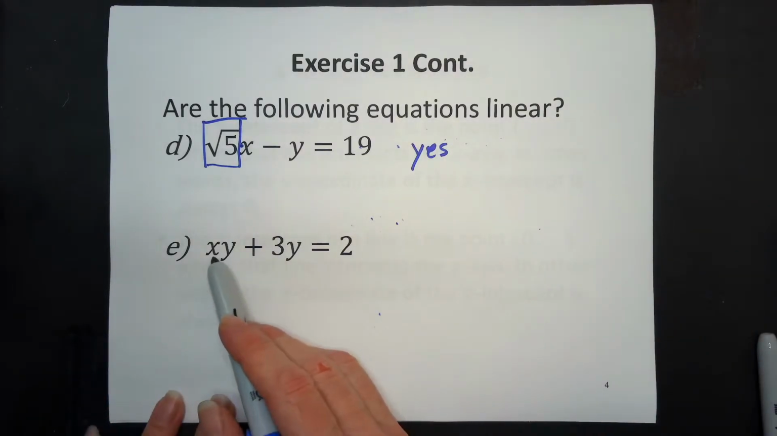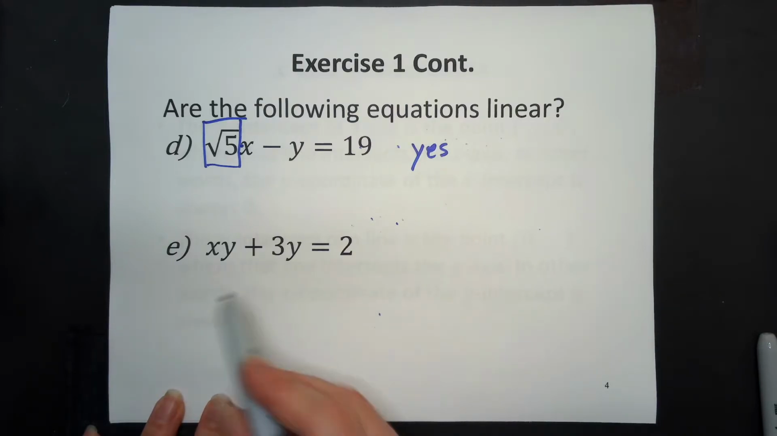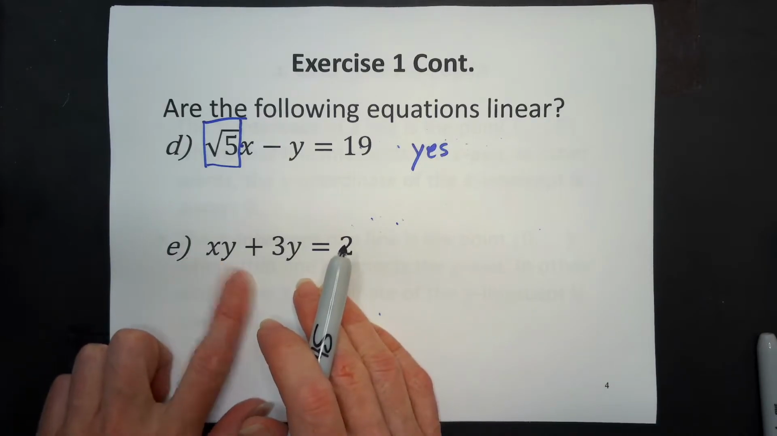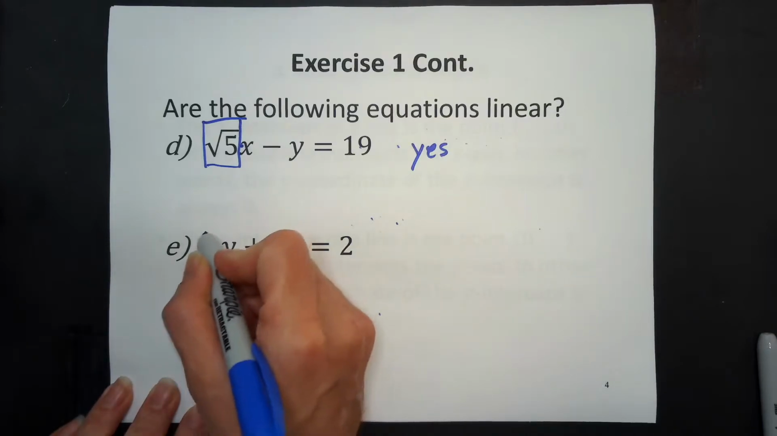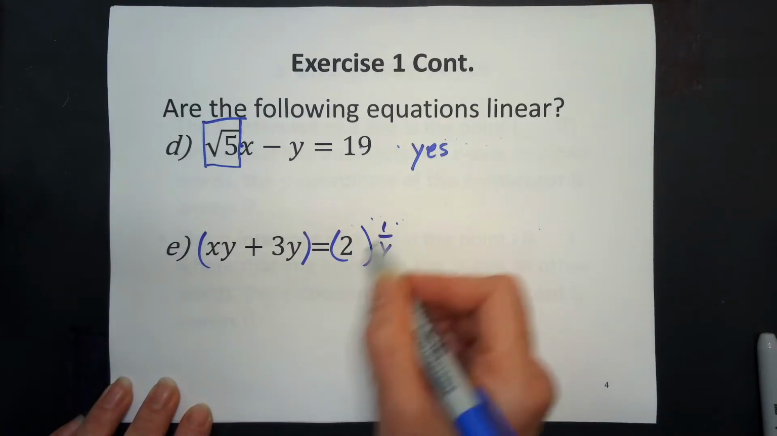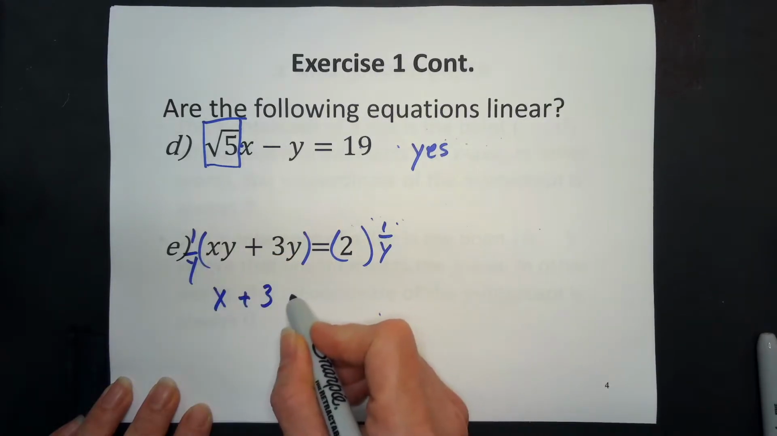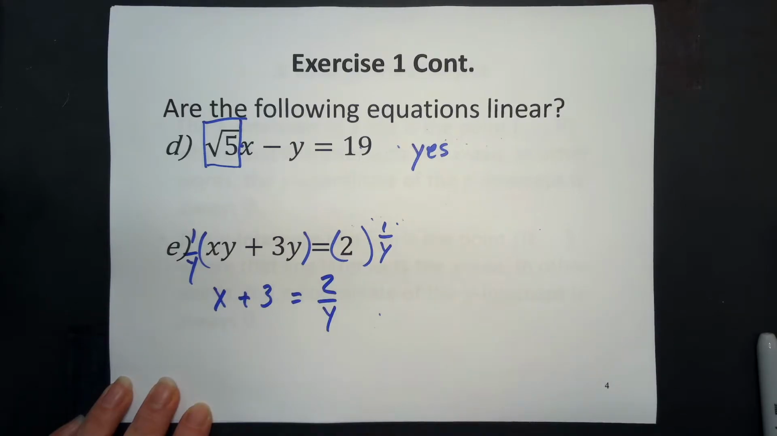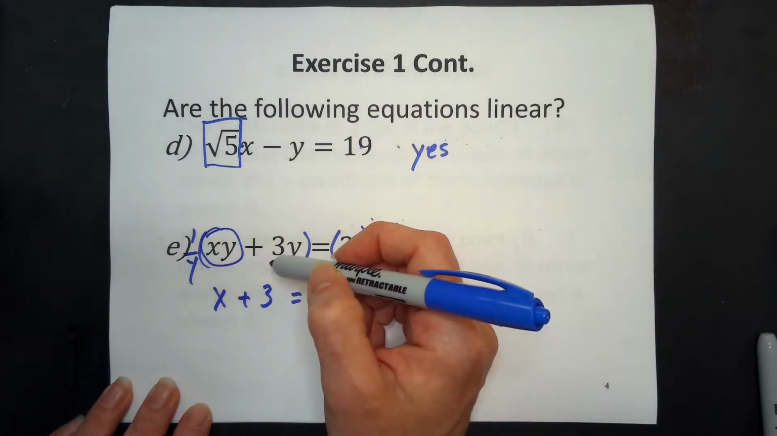Next we have E, which is x times y plus 3y equals 2. In this case, I have my x times my y here. To separate this x from the y, what you normally do is divide everything by y. If we divided both sides by y, or multiplied by 1 over y, we get x plus 3 equals 2 over y. We're in the same case where we have y in the denominator again, or y to the negative first power. I can't have my x's and my y's multiplied together.